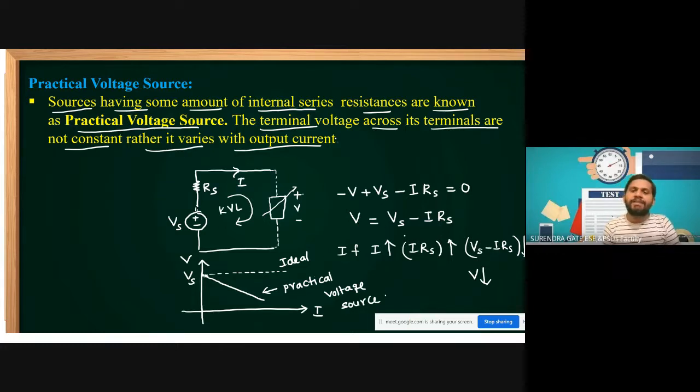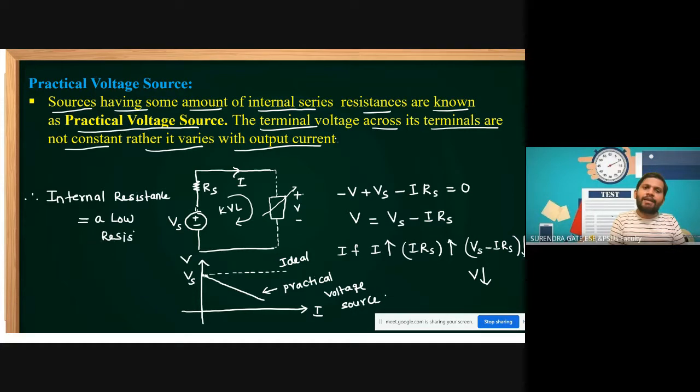That means an ideal voltage source has internal resistance 0, but a practical voltage source has an internal resistance that is a low value. Ideally it is 0, practically it is low. That is the interpretation for practical and ideal sources.